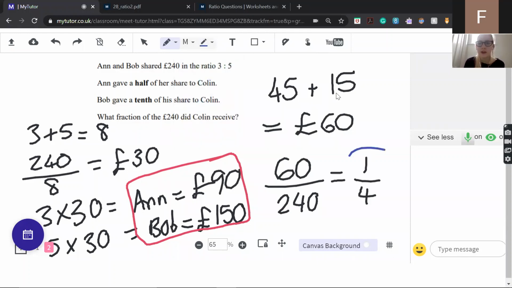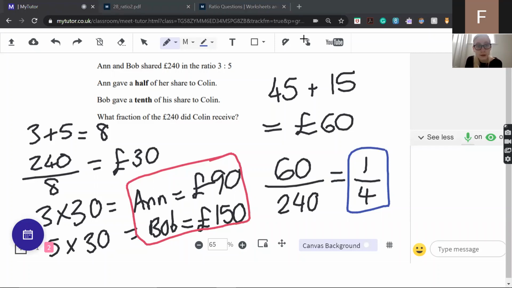Now that was really quick. I'm very aware of that. Let me know if you want me to explain that again, but a bit slower. Oh no, loads of people got that, awesome. Okay, yeah, well done. Cool. Yeah, so the fraction here is 1/4.